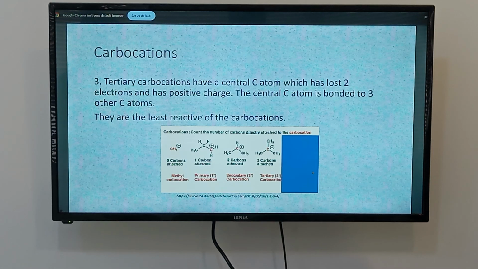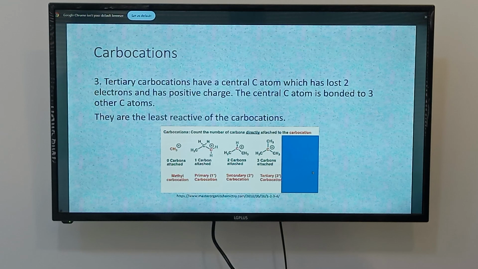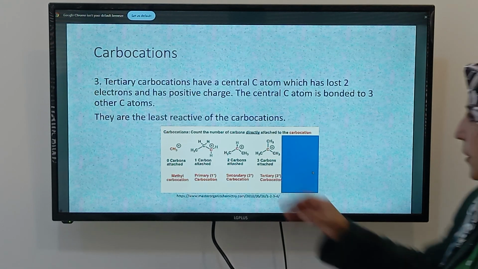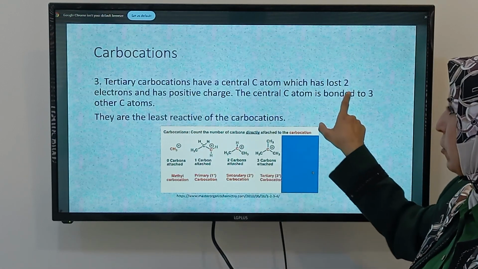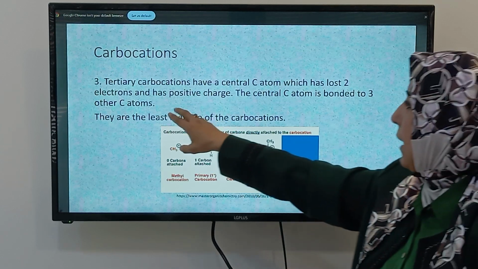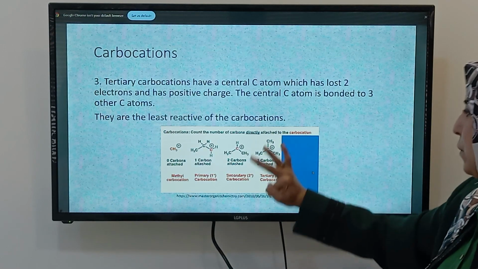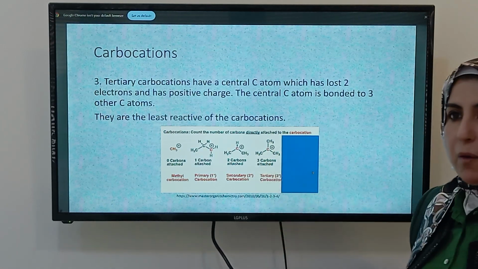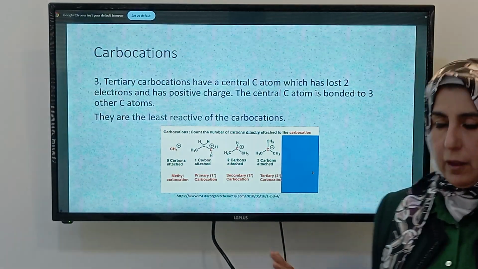Okay, last one, a tertiary carbocation. A tertiary carbocation has a central C atom which has lost two electrons and has a positive charge. The central C atom is bonded with three carbon atoms.